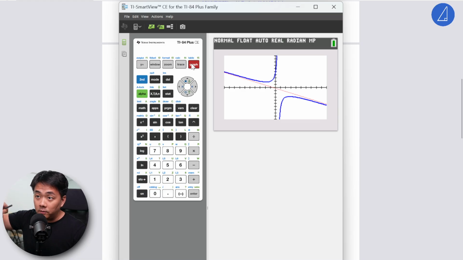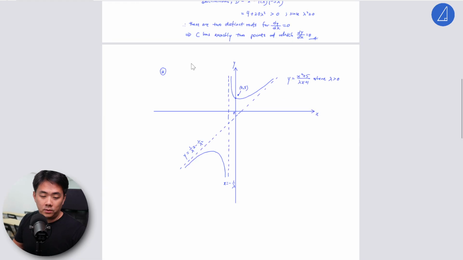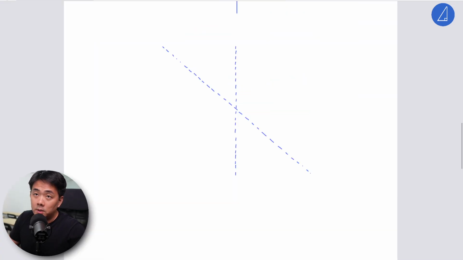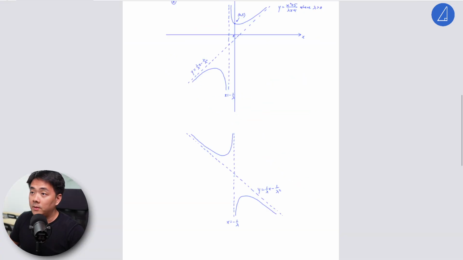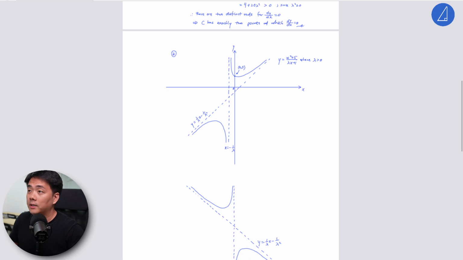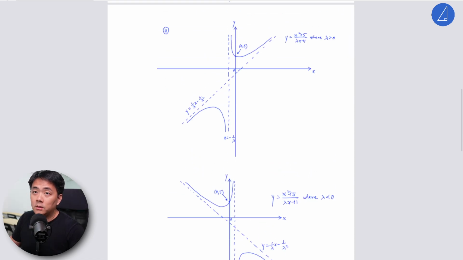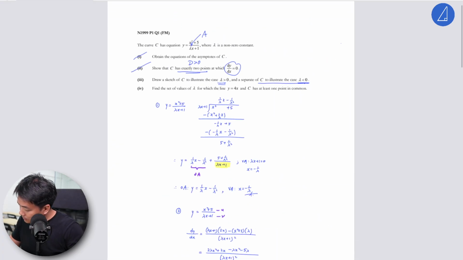I'm going to draw the asymptotes first, then the curve, then only lastly the axis, okay? So let's do that. Sketch the asymptotes first, then the shape. Label the asymptote, then you put in the axis. So this is the shape that you get, okay? So separate diagram, we sketch it. So let's look at part 4.